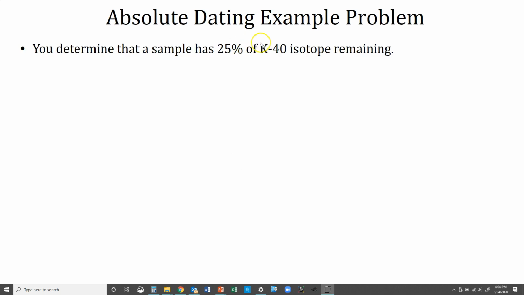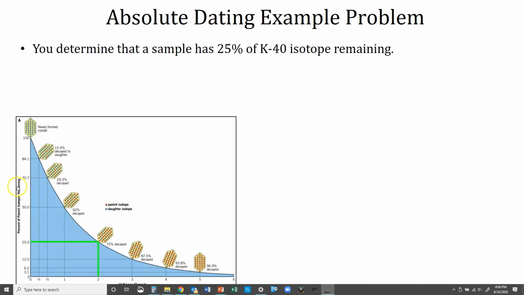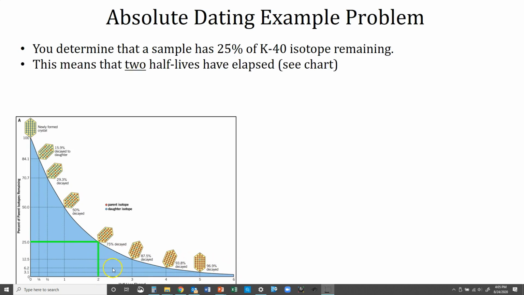So we've got 25% of this parent remaining. Now, that might sound familiar because on our graph, the percent of parent isotope remaining was the y-axis of our chart. So we're going to be using this to see how many half-lives have elapsed. Well, if we have 25% of that parent isotope remaining, we're going to start there on our y-axis. We're going to follow it directly over until we hit the curved line. So this is our graph, our curve. And then we're going to go directly down to the x-axis, and read off this value. So if we have 25% parent remaining, that equates to 2 half-lives having elapsed.